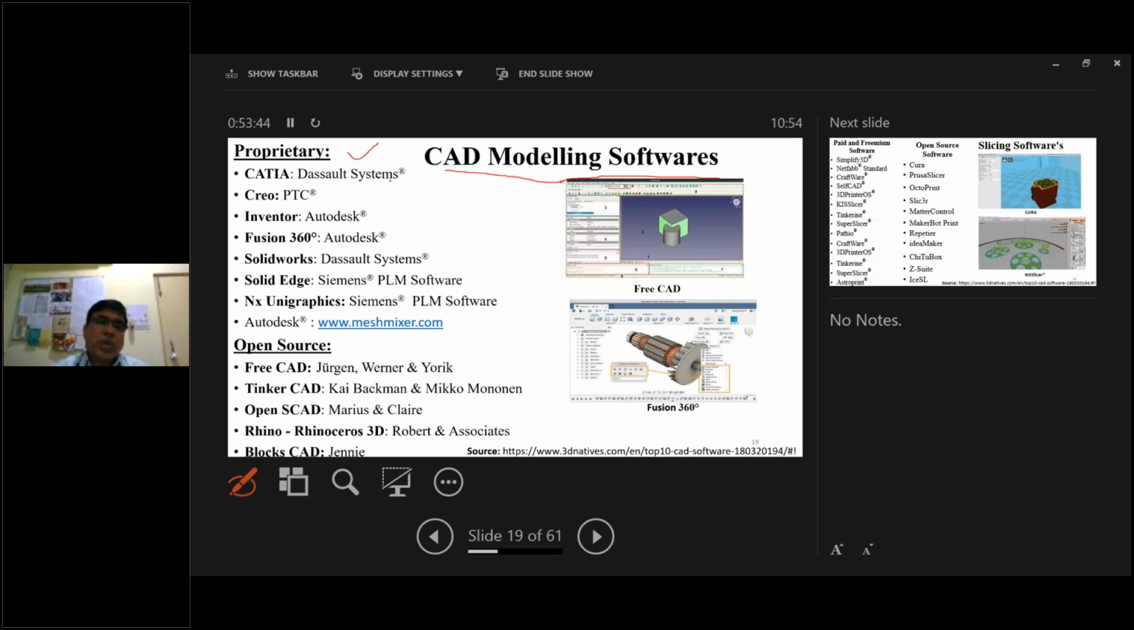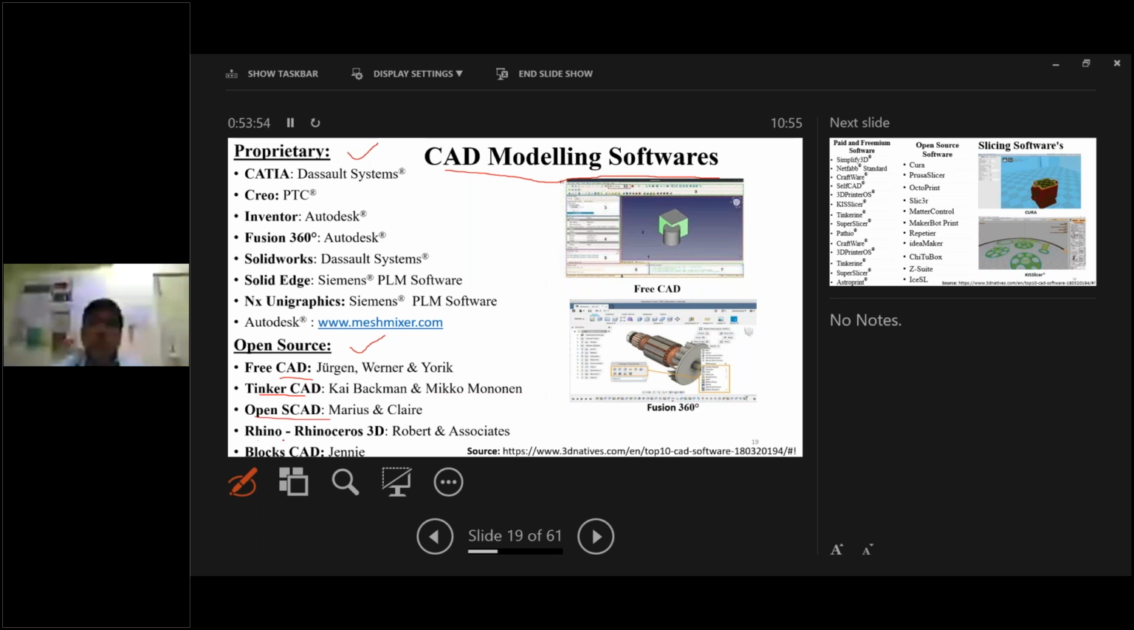I have listed them in 2 categories. One is proprietary software. Second is open source software. So what is open source software? Open source software is freely available. You can download FreeCAD, TinkerCAD, OpenSCAD, or Rhino or Blender. They are all software which are freely available.